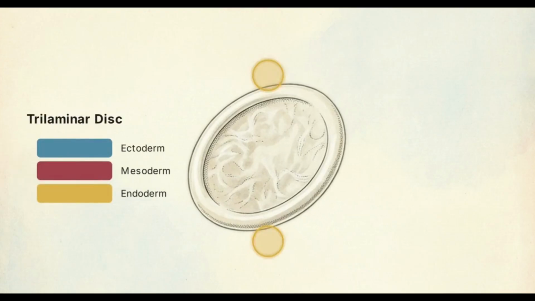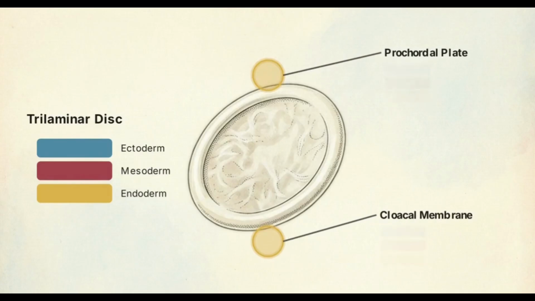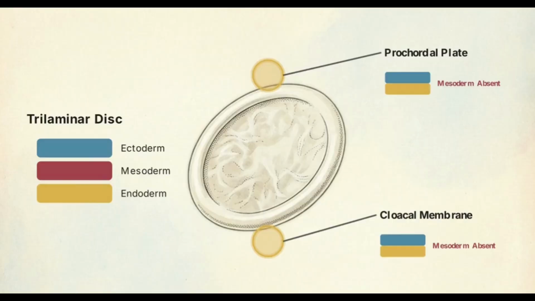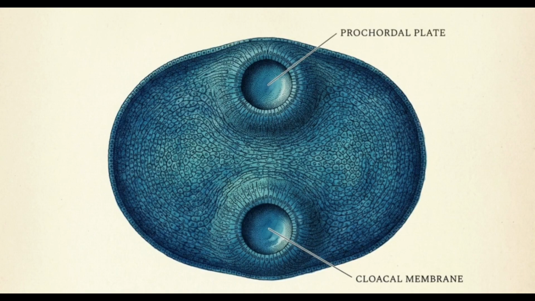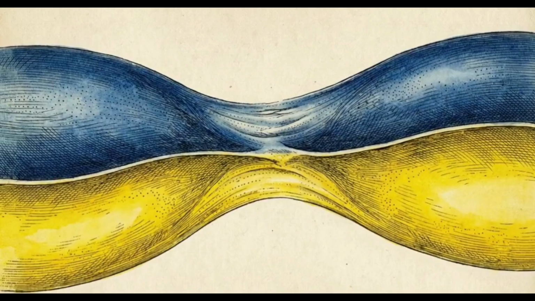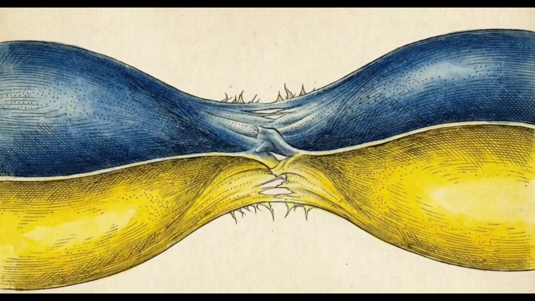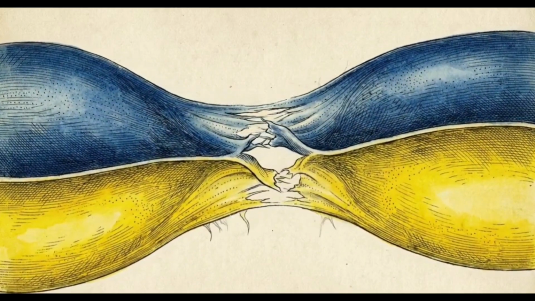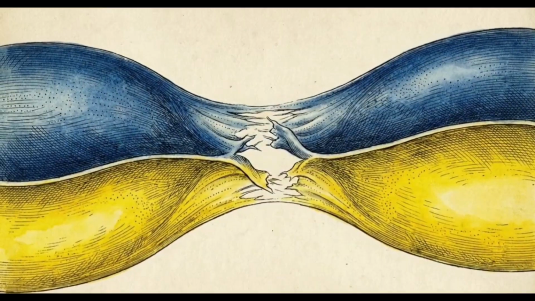Looking at the full disc, there are 2 distinct circular zones where the middle mesoderm layer is completely absent. The cranial exception at the top is the prochordal plate, and the caudal exception at the bottom is the cloacal membrane. In these specific zones, the top ectoderm and bottom endoderm are fused directly together, with no mesoderm padding between them. This direct fusion creates a structurally weaker membrane by design. Later, these areas will rupture to form the openings of the mouth and anus.